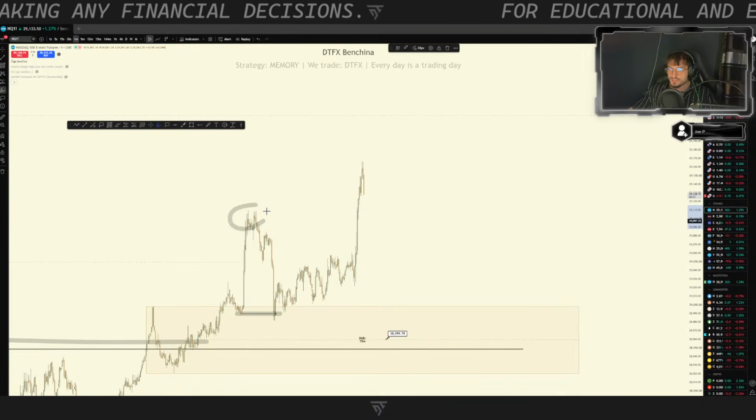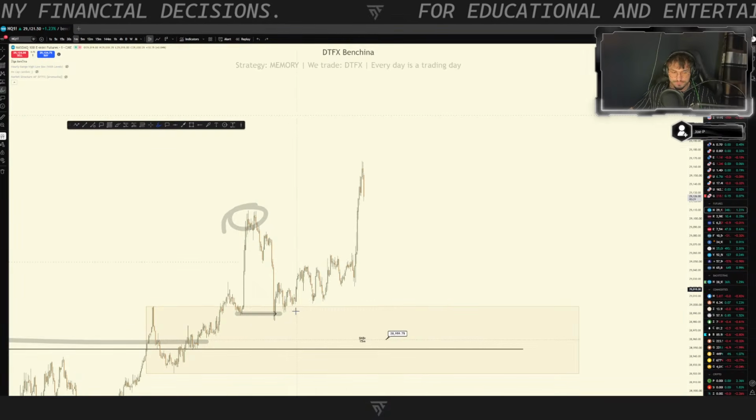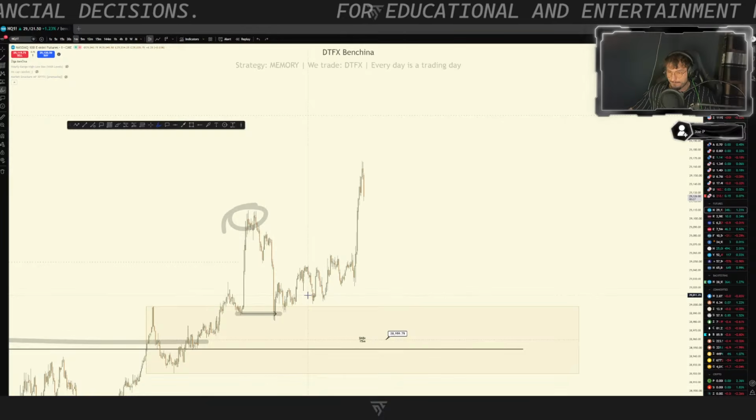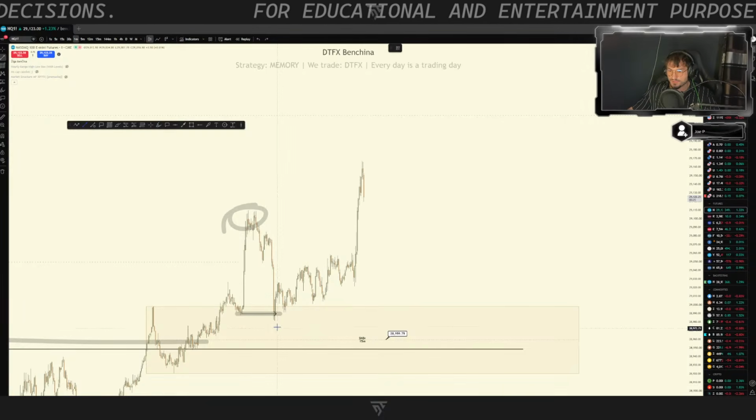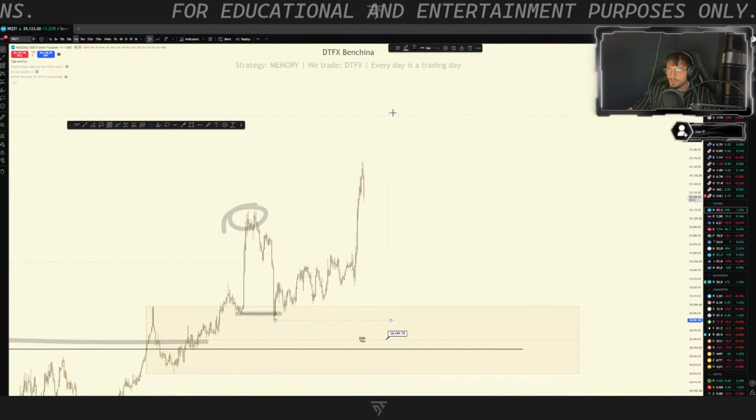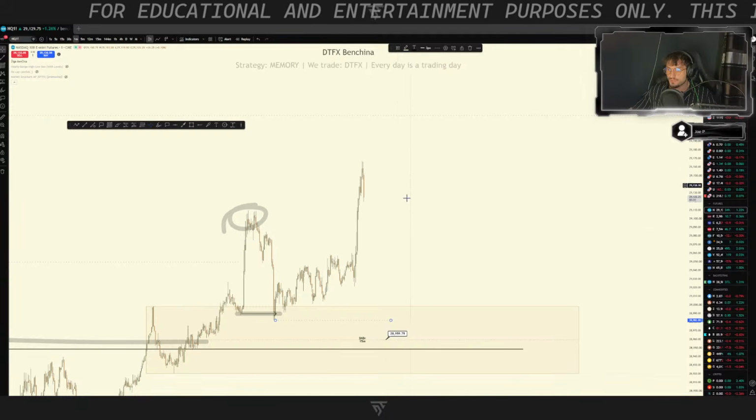So this is our previous swing. This would be known as the sweep.